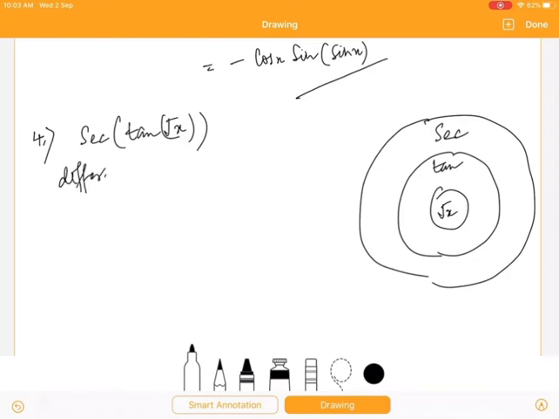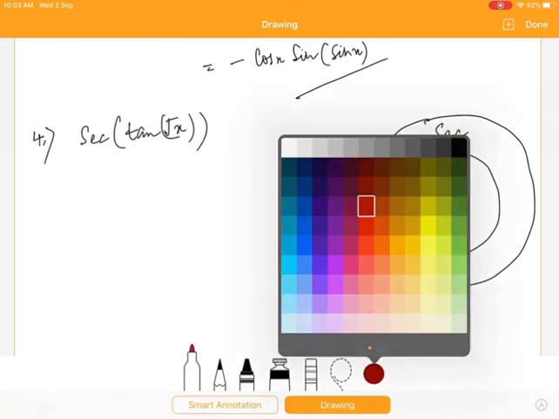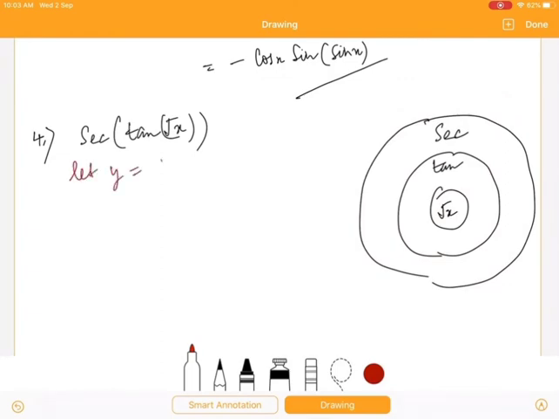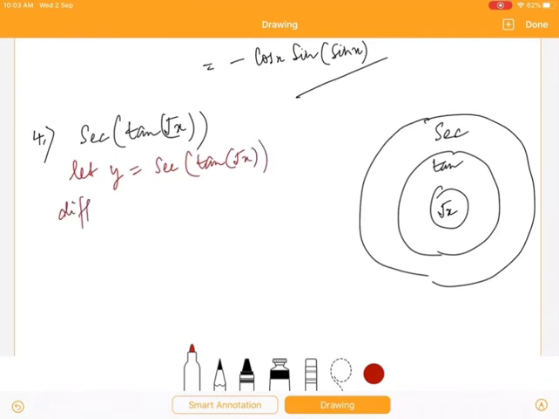So differentiating, first thing I will not write this thing. First I will assume this function. So let y is equal to sec of tan root x. This is my y. So differentiating y with respect to x, we have dy/dx is equal to d/dx of sec of tan root x.